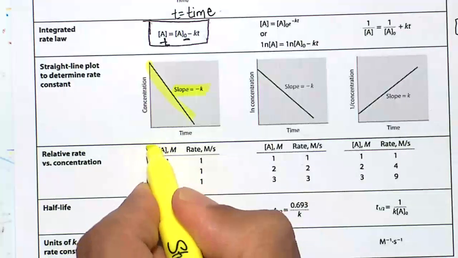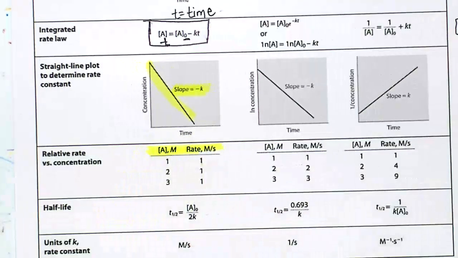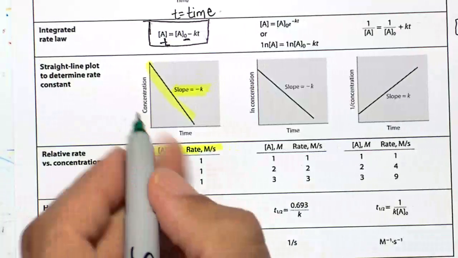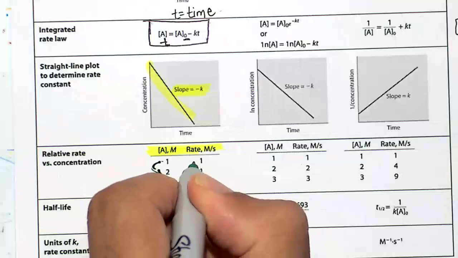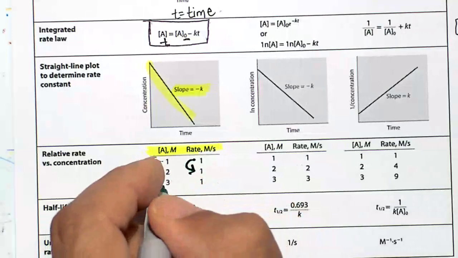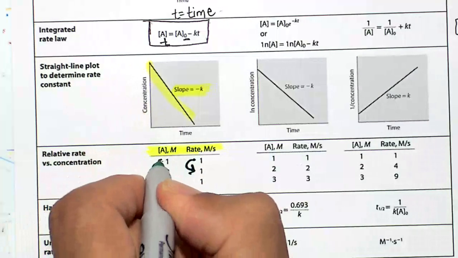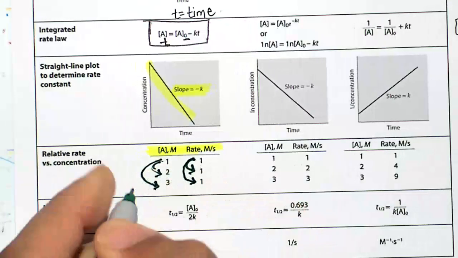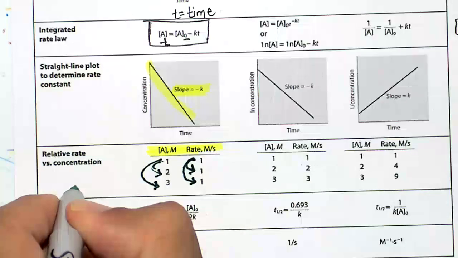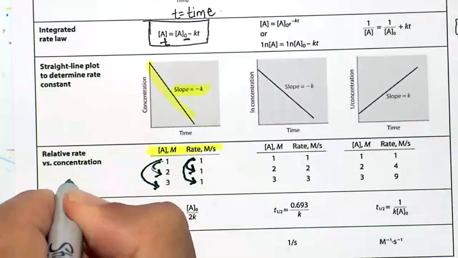All right, so let's say we have A and it decays with zero order kinetics. What happens if we double A? How fast does the reaction go? It stays the same. What happens if we triple the concentration of A? How fast will it go? It stays the same, because the rate is just equal to K.